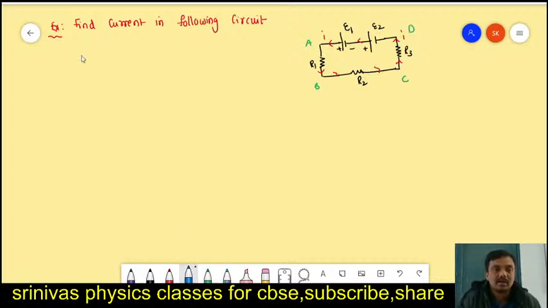Apply the second law, the loop law. According to the loop law, what is a loop? You have to select a loop. It is A, B, C, D, A. You can select anything. That means you are going from A to B, B to C, C to D, D to A. Like this I am going. You may also go from A to D, D to C, C to B, B to A. You can select some path. Here I am selecting the ABCDA loop. Apply Kirchhoff's second law.